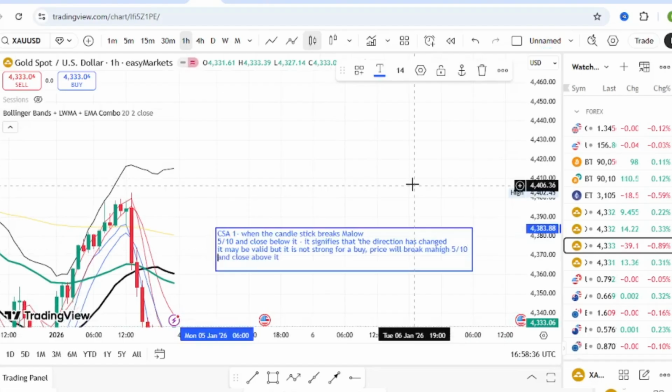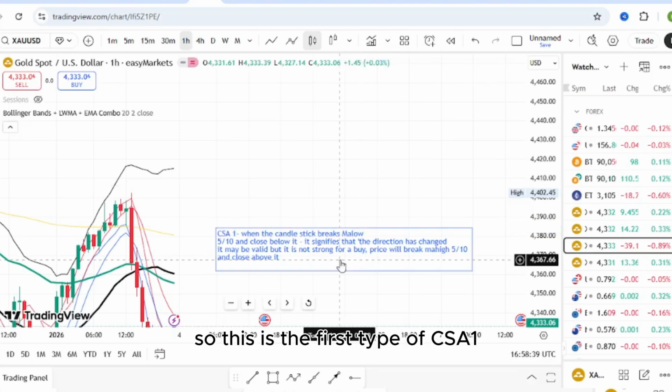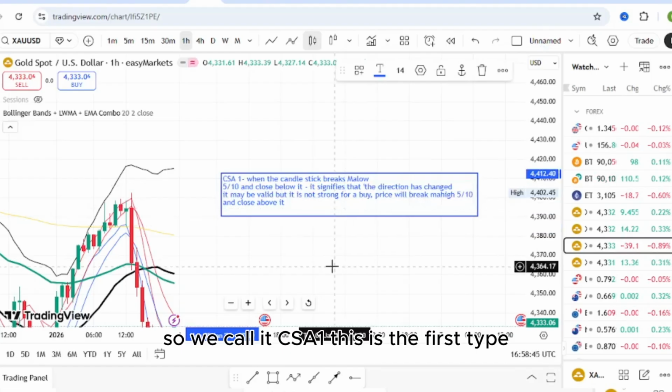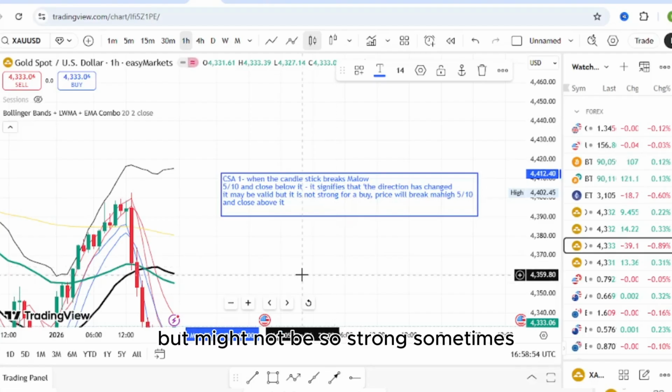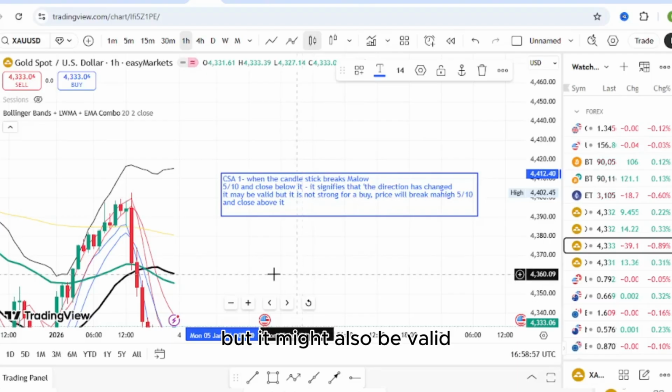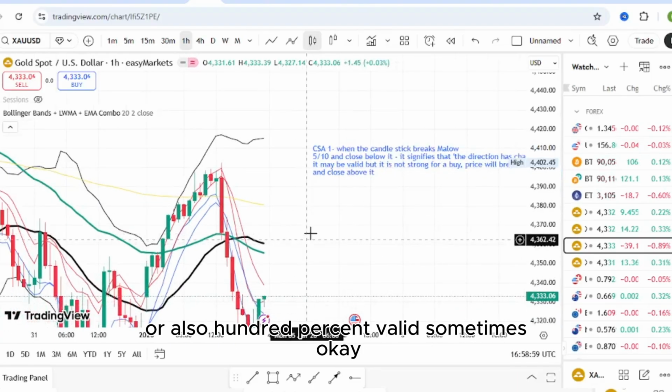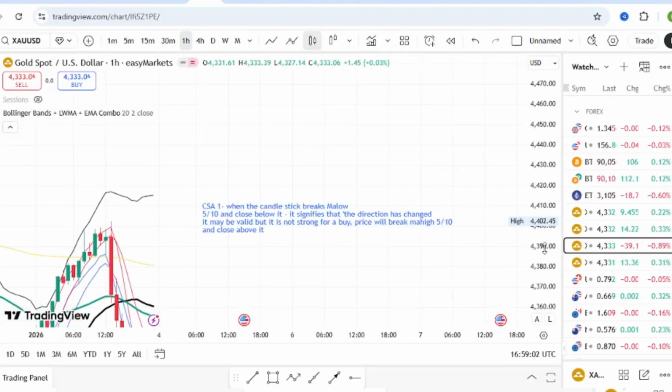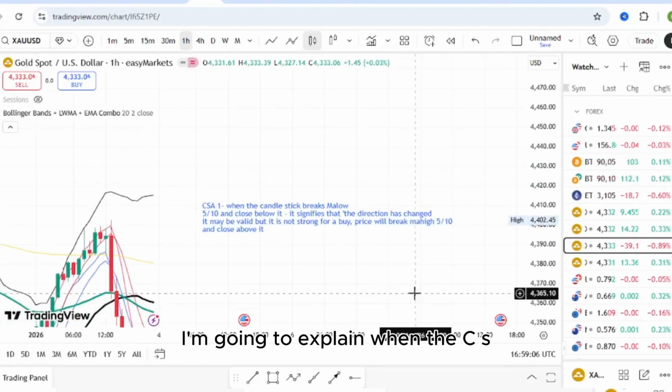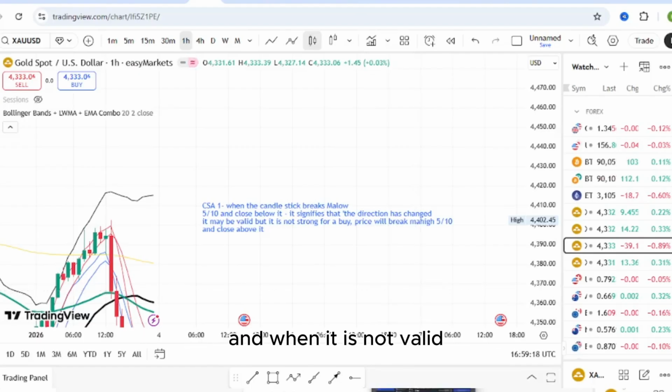Okay, I've shown you an example. So this is the first type of CSA, so we'll call it CSA1. It is strong, but it might not be so strong sometimes. It might also be valid, or also 100% valid sometimes. As we proceed, I'm going to explain when the CSA is valid and when it is not valid. So you need to stay till the end of this video so that you learn when it is valid and when it is not valid.